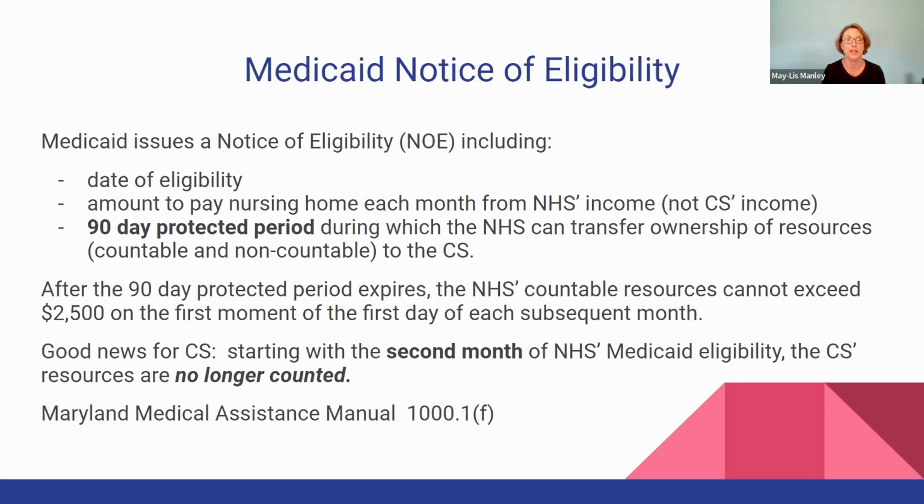And at this point, we start saying, okay, the flexibility we got away with before at the time of application, where it didn't matter how the accounts were titled, that's changing. It is going to start mattering. So you have to start taking some action to move assets or countable resources from the nursing home spouse to the community spouse. The good news for the community spouse at this point is that starting with the second month of the nursing home spouse's Medicaid eligibility, Medicaid no longer looks at the community spouse's countable resources. They just don't care anymore.